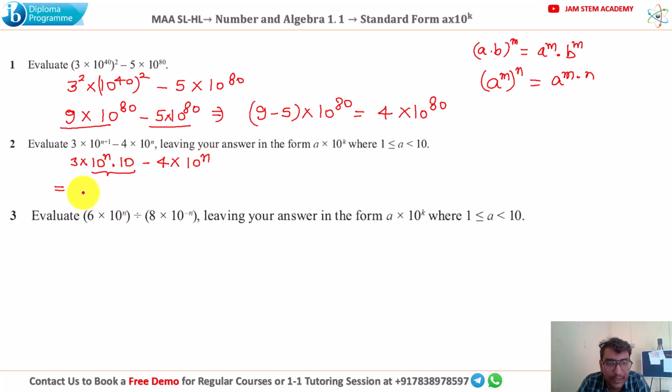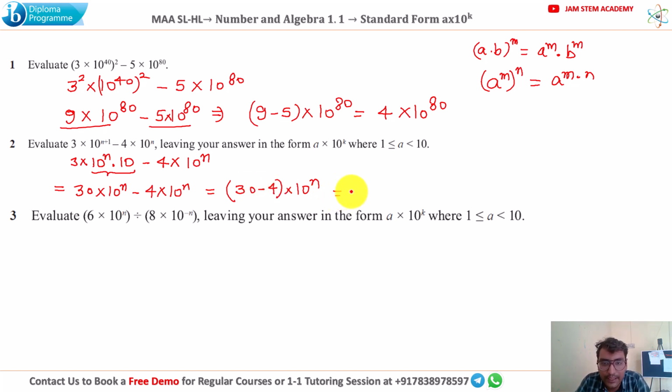Now 3 times 10 will become 30. So we have 30 times 10 raised to the power n minus 4 times 10 raised to the power n. Okay, same as the previous one. Take out that 10 raised to the power n common. So we have inside the bracket what, 30 minus 4. 30 minus 4 is 26.